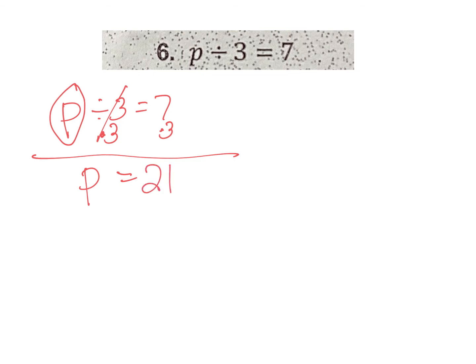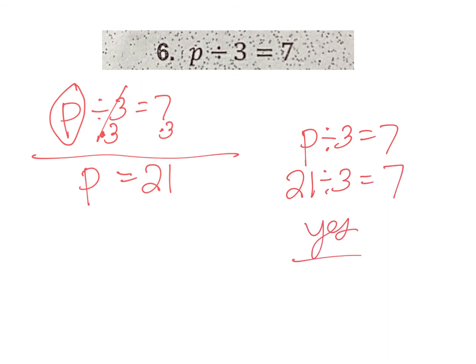There we go, 21. Now let's check it. So P divided by 3 equals 7. I think P is 21, so 21 divided by 3, that does equal 7. So yes, it checks out.